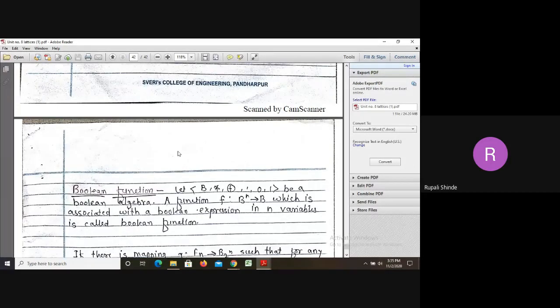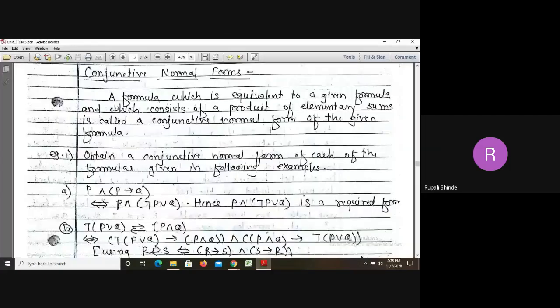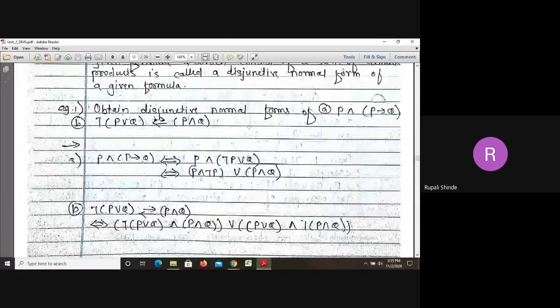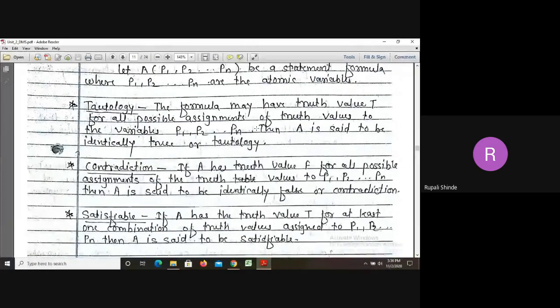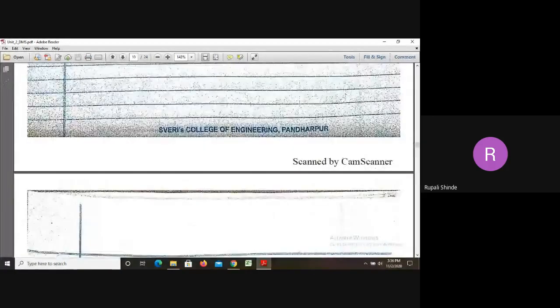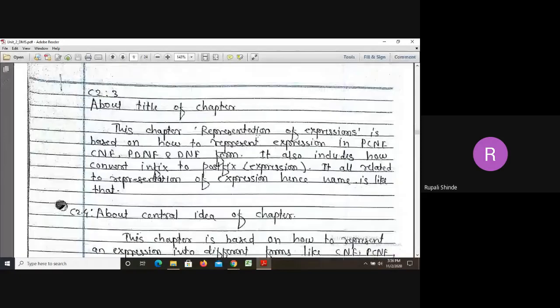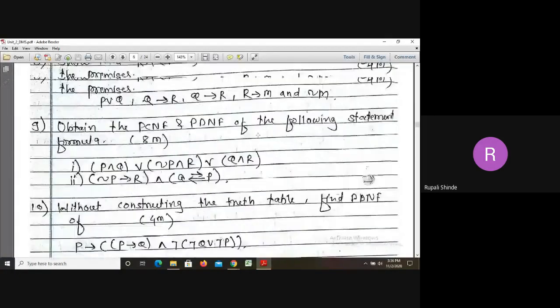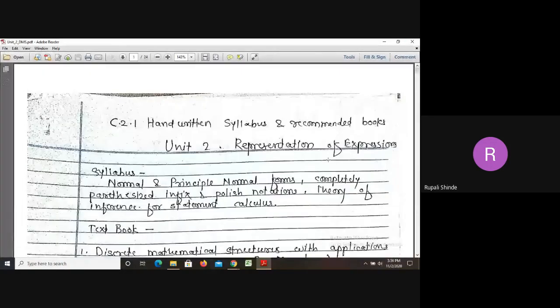So now we are going to start with unit number 2, and this is the last chapter, that is representation of expressions. Whatever part we have covered in unit number 1, that is DNF, CNF, PDNF, PCNF, all those terms are here. All those terms are actually repeated, but still they have been given as part of the syllabus. That's why we are going to take it again. So this chapter is representation of expressions.